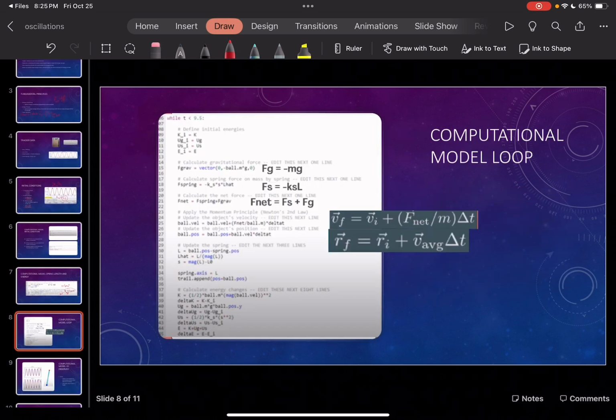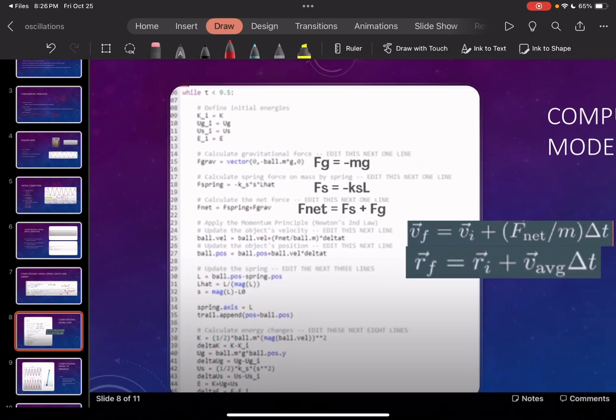So this is the computational model loop, and what this is doing is taking every time period that we have and calculating everything we need in each period of time and giving us a much more accurate answer than how we do it algebraically. And so here's the computational model loop, and here I have written the force of gravity is equal to negative mg, and the force of the spring is equal to Hooke's law, or as we could say, negative k s L hat.